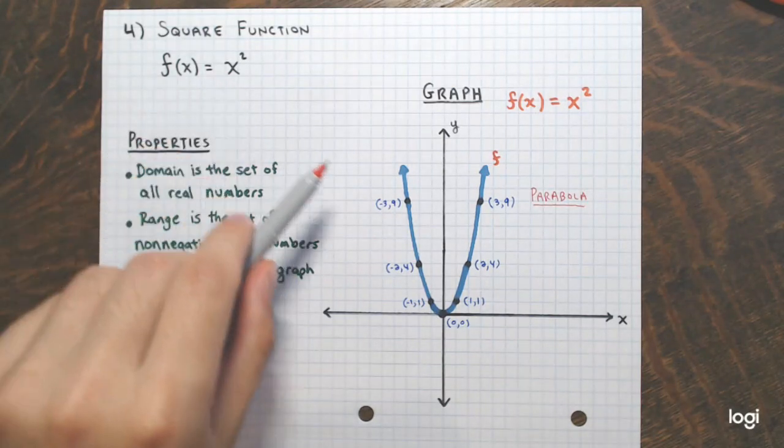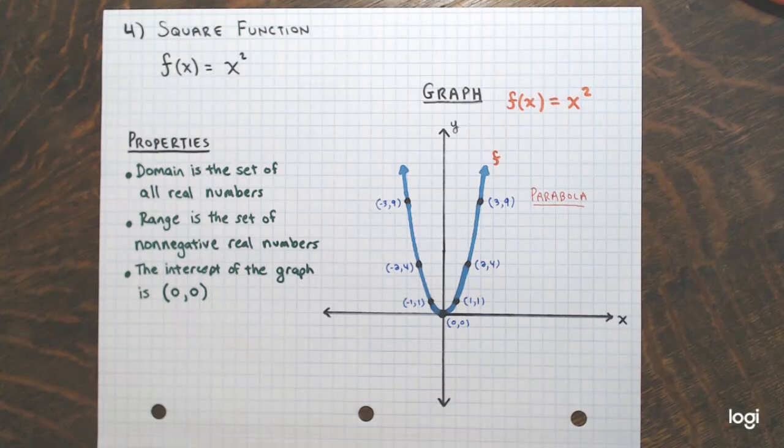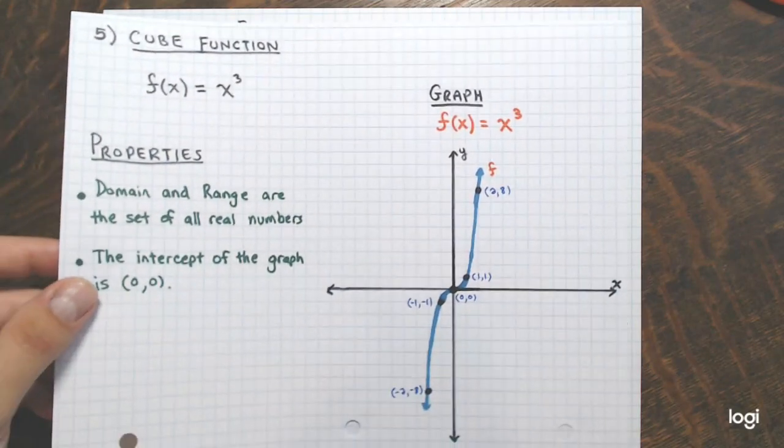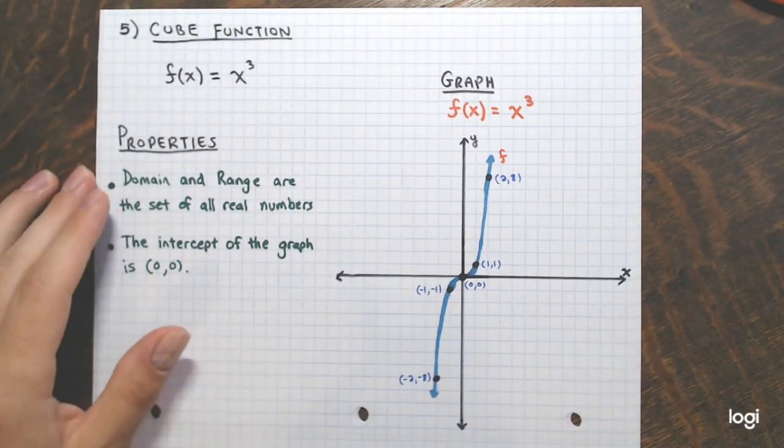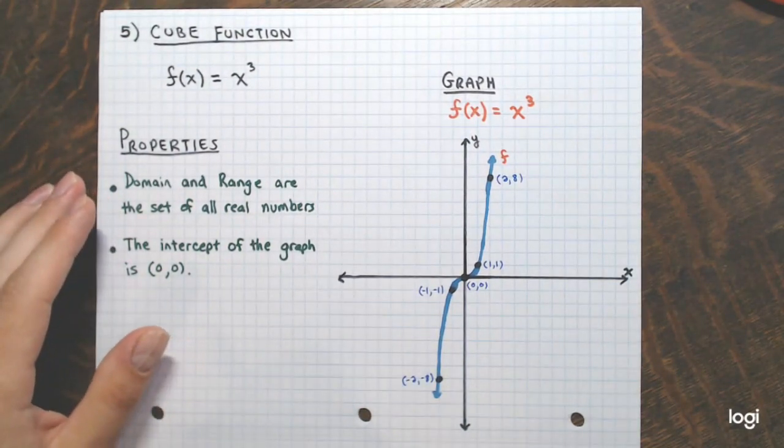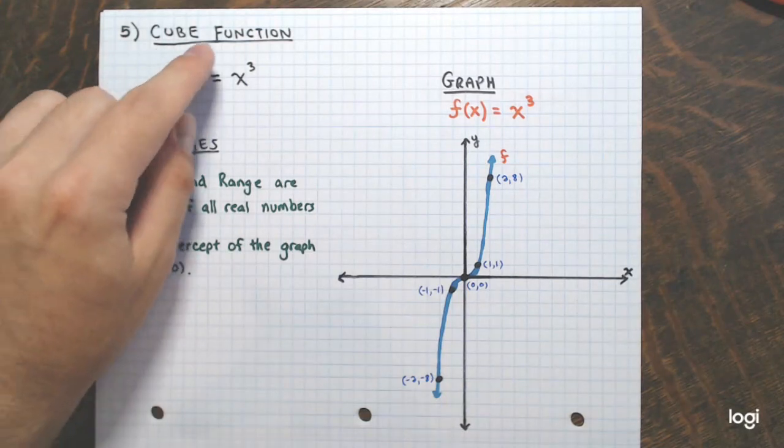So here's the basic square function, very simple. And then bumping the power up one more notch, number 5 here, I have your basic cube or cubic function, the cube function.